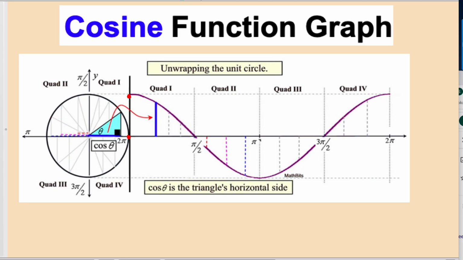The same idea is true for the cosine, but this time you're looking at x coordinates. And the x coordinate right here is very long, and as it goes around, as the angle gets bigger and bigger, it becomes smaller and smaller. And so the wave is still there, but it starts at a different place.